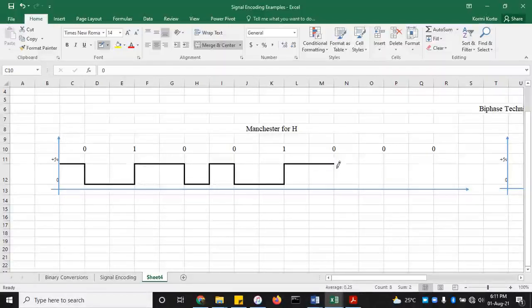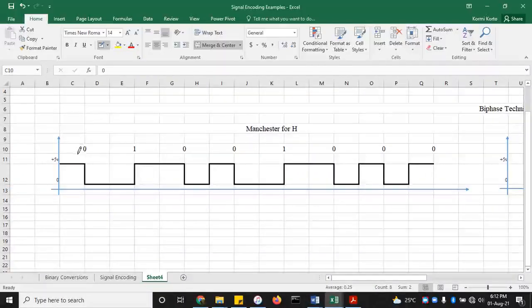Then we transition where we move mid-bit. Now we have a 0 again, so we can only achieve the high start if we move right up at the ending of the bit and then give it that high start. The same applies to this 0. So 0 to 0, 0 to 0, the same approach. And that would give you the Manchester encoding technique for uppercase H.